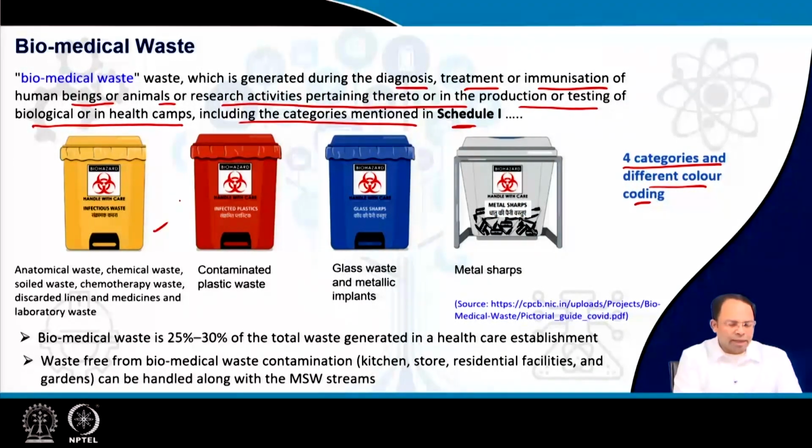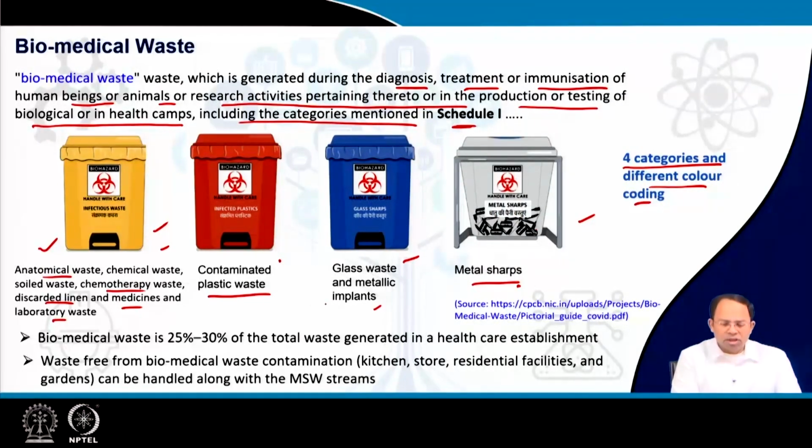As you can see over here, yellow is infectious waste, which contains anatomical waste, chemical waste, soiled waste, chemotherapy waste, discarded linen, medicines and laboratory waste. Then infected plastics, plastic material which gets infected with this kind of material, this is contaminated plastic waste. So this definitely we cannot reuse, but here because it's plastic, after proper treatment we can reuse this. Then glass waste and metallic implants go in the blue container. And finally metal sharps, which includes all those materials like injection syringes, which are also dealt with separately.